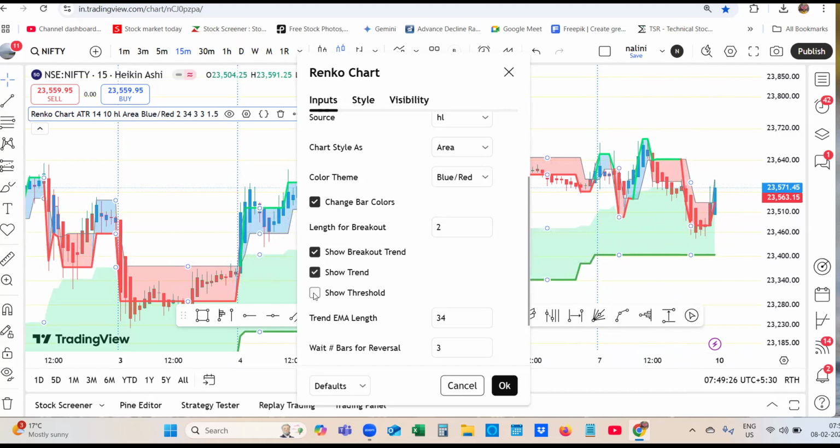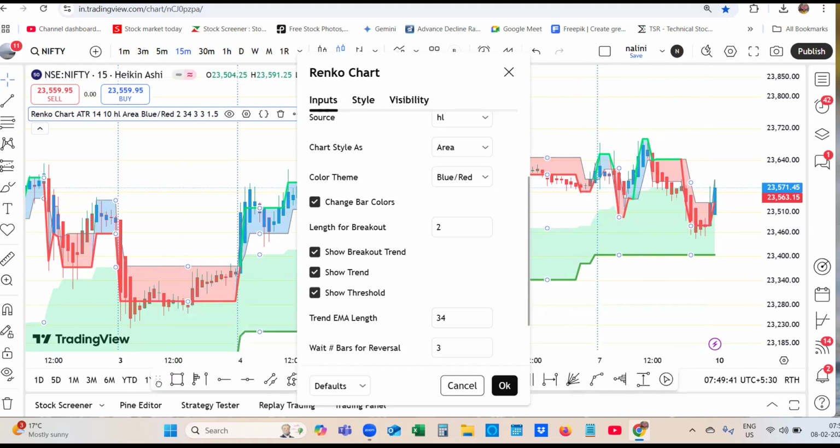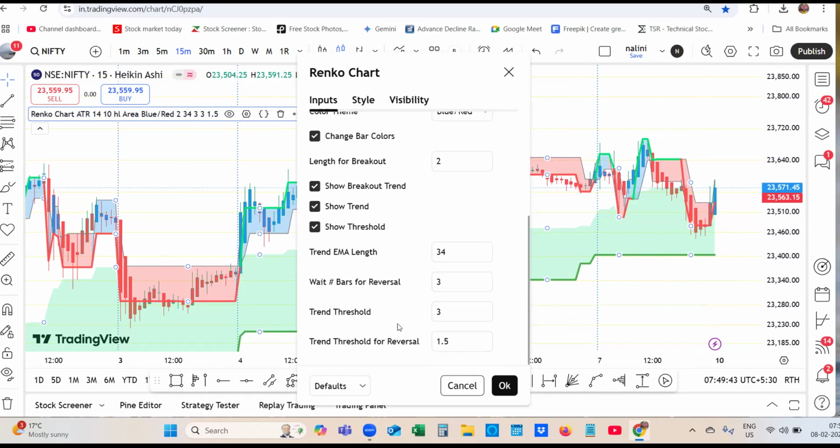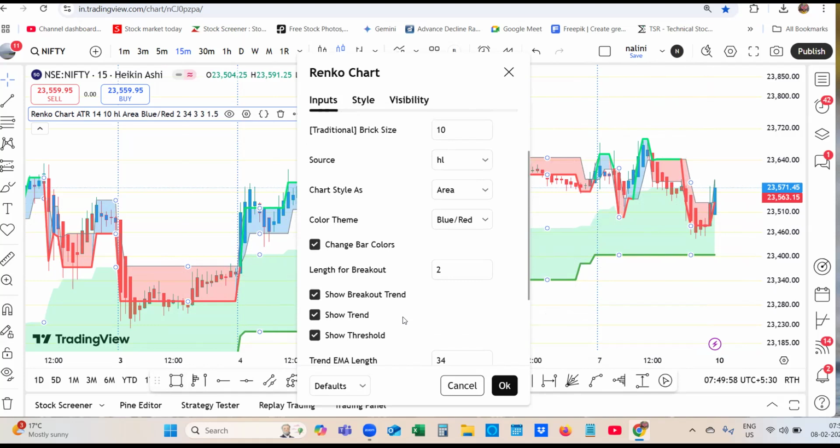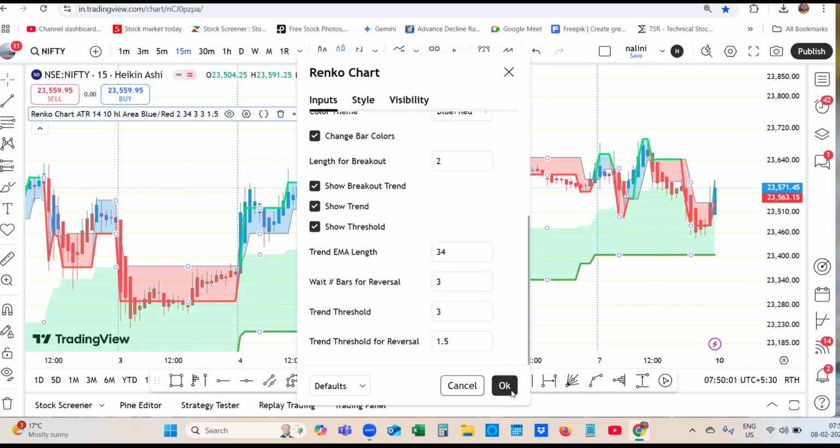Show threshold. Why is it not moving? This is the threshold point. Don't worry about this. Just learn what it is, and you can try it yourself and check. The trend threshold is 3. The trend threshold for reversal is 1.5. You can tweak it, or it is better to leave it. I found it very useful.